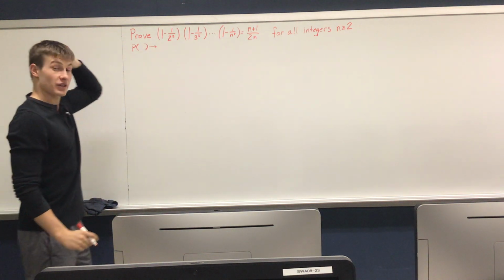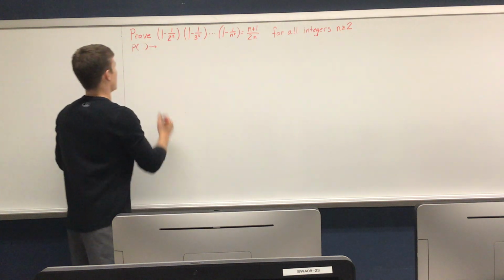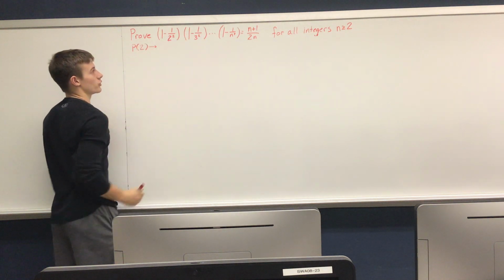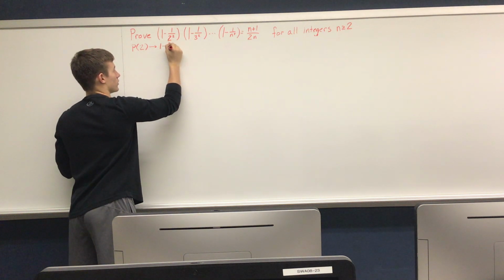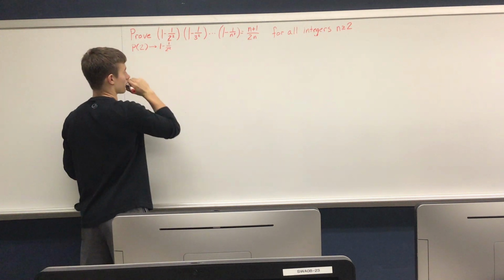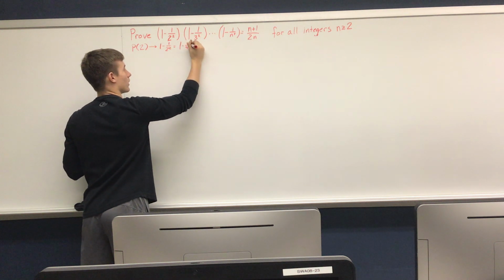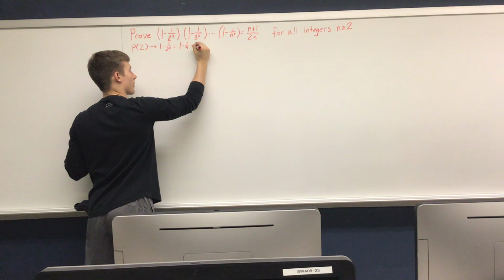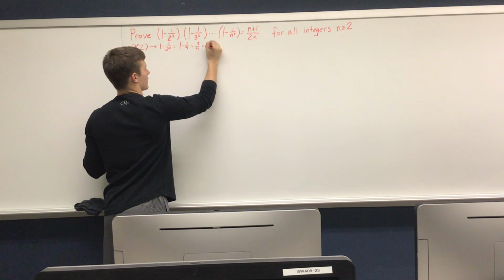Now the lowest term for this specific sequence is 2, because we know n is greater than or equal to 2. So therefore we're going to find the P of 2, which is equal to 1 − 1/2², which then simplified is 1 − 1/4, which then equals 3/4. 3/4 is equal to the left-hand side.